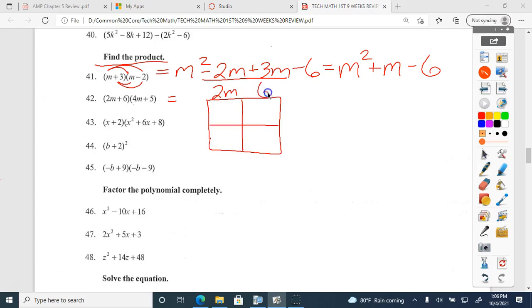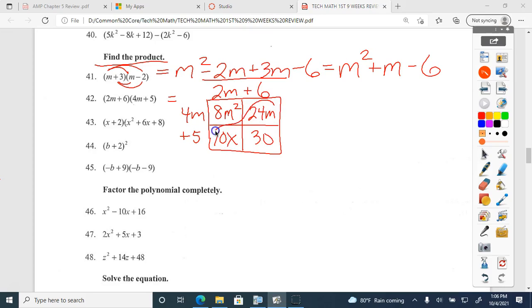2M plus 6, 4M plus 5. Okay? We'll use our boxes this time. So 4M times 2M is 8M squared. Don't forget the M squared because that will make you get it wrong. 4M times 6 is 24M. 2M and 5 make 10M. And 5 times 6 is 30.